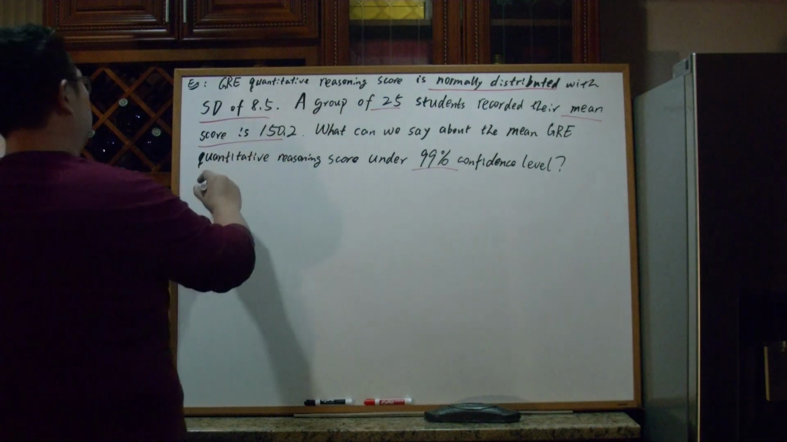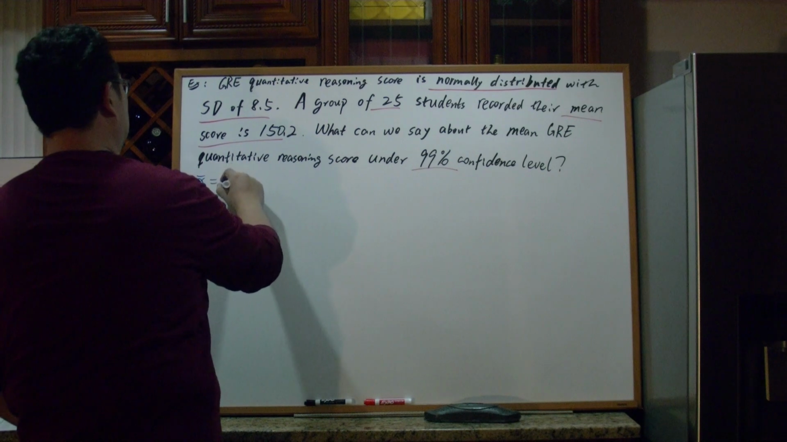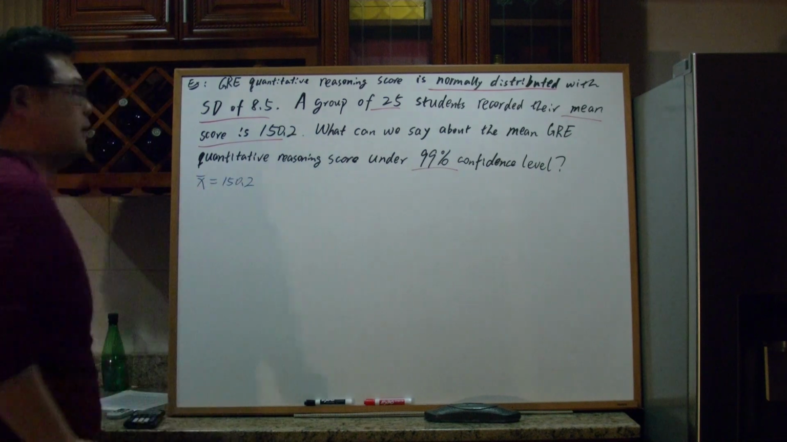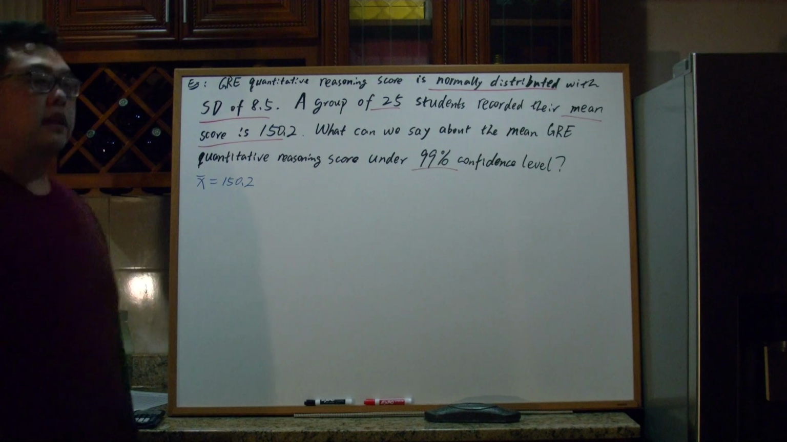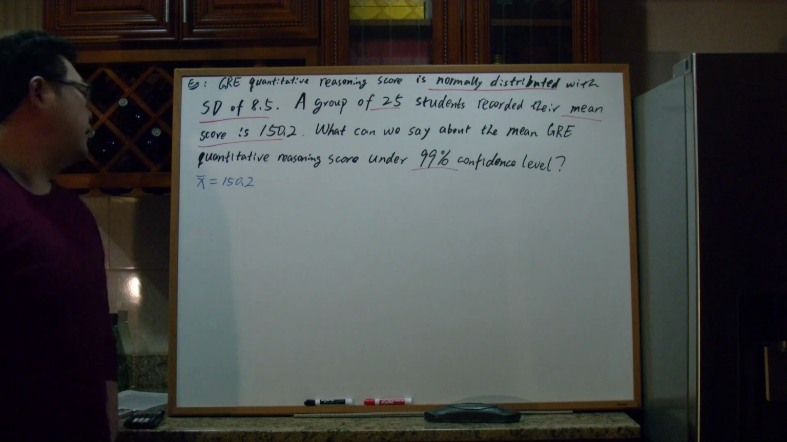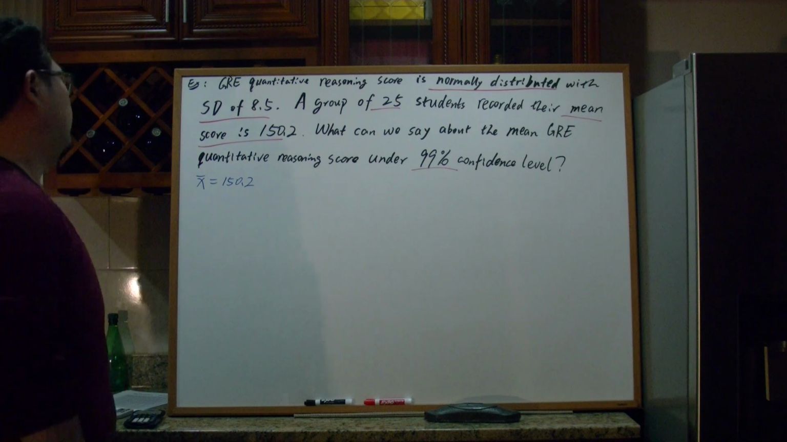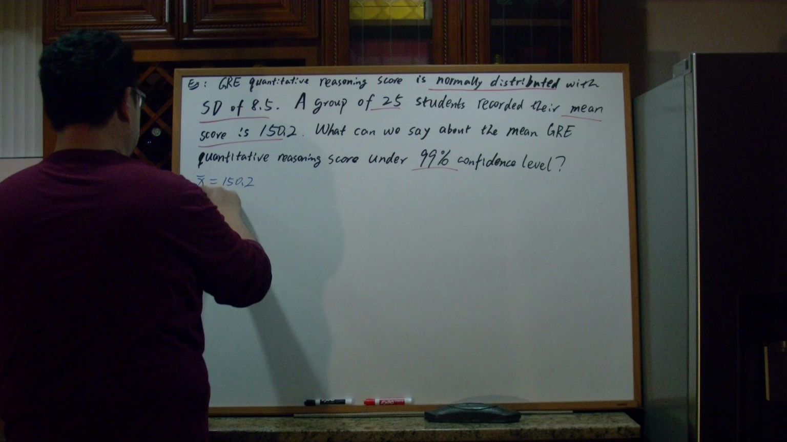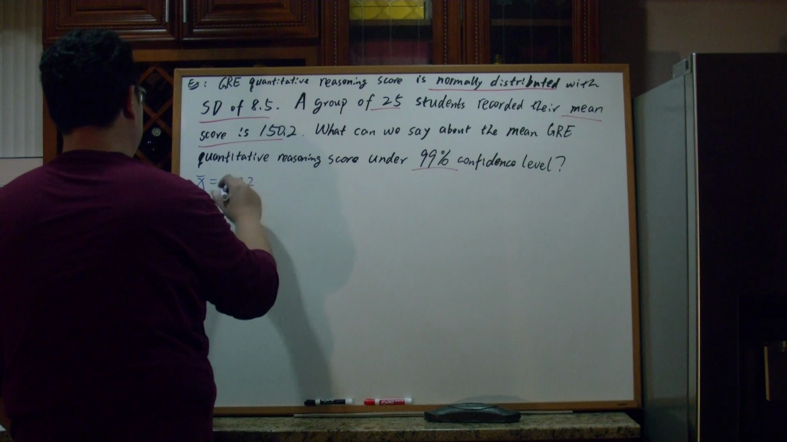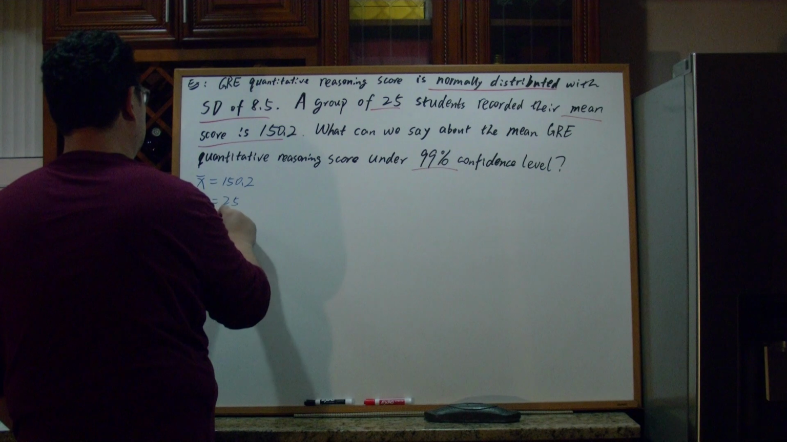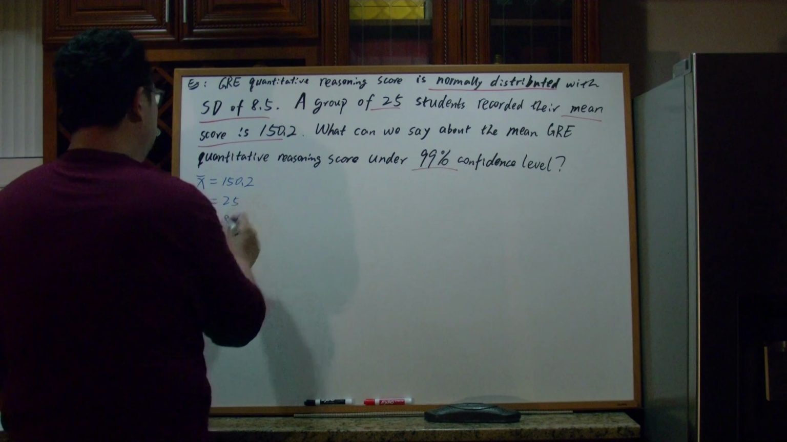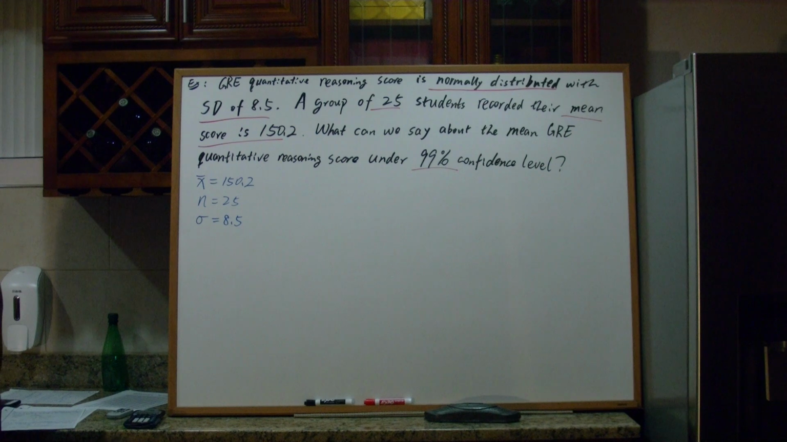So still, right, first of all, we get the sample mean is 150.2. That's the first piece of information we need to take out, which is called the point estimate. 150.2 is the point estimate. Then the sample size of 25 is what we know. Standard deviation from the population is 8.5. Right, by reading the question, we already know this standard deviation is from the population. That is a very important skill, right? By reading the words, we need to know that this is the population standard deviation.